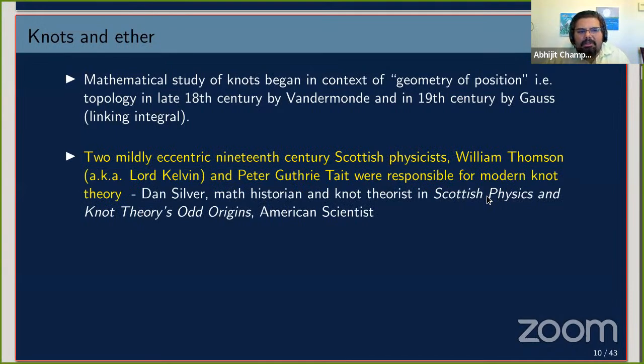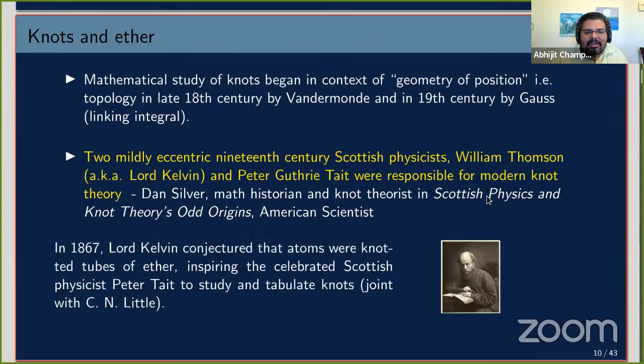But the real in-depth study of knots came later on when two Scottish physicists, Lord Kelvin and P.G. Tait, were involved in the study of knot theory. This is from Dan Silver's excellent article, Scottish Physics and Knot Theory's Odd Origins. These two mildly eccentric 19th century Scottish physicists were responsible for modern knot theory.